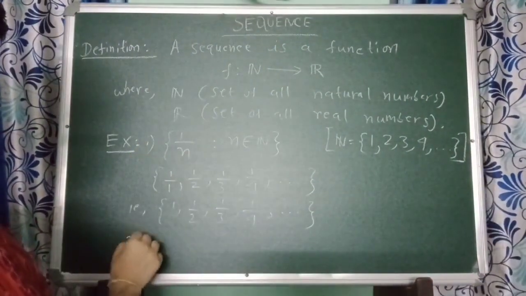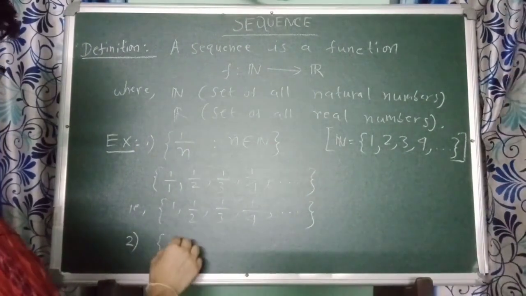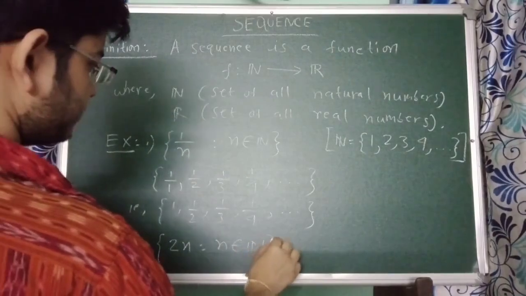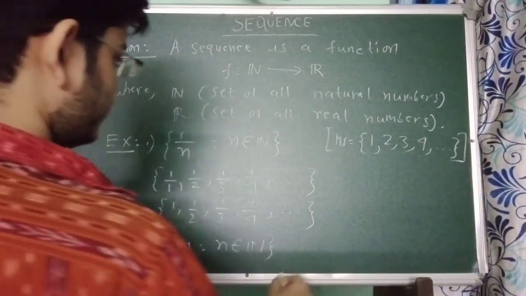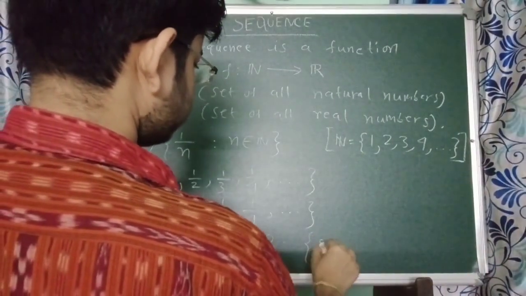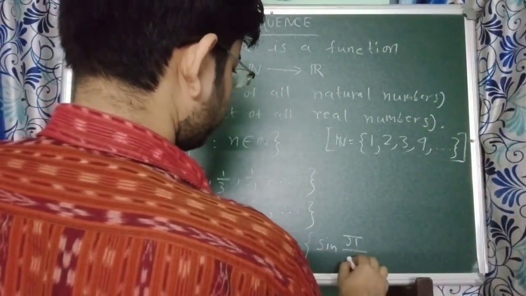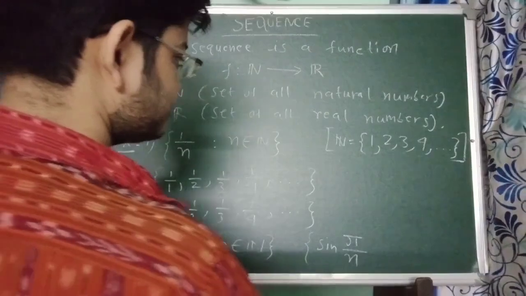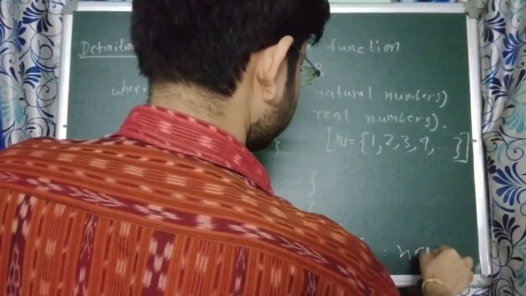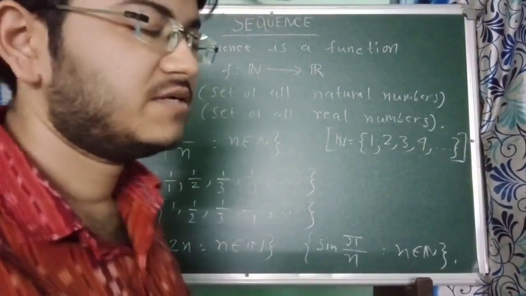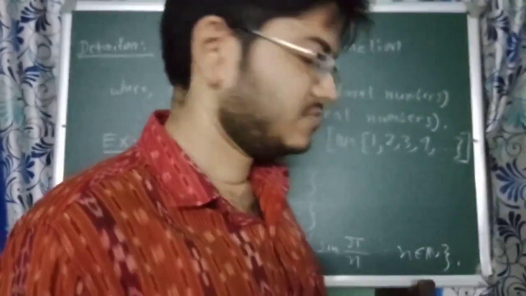Next, 2n such that n belongs to the natural numbers, and sin pi by n such that n belongs to the natural numbers. These also are examples of sequences.